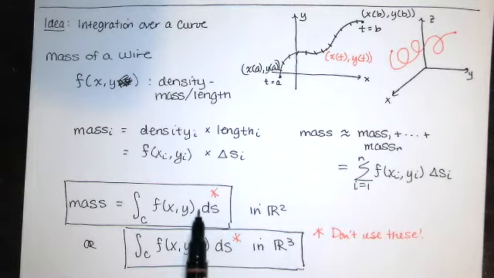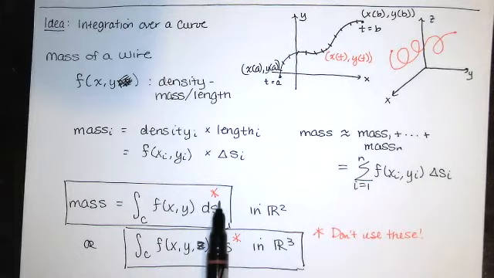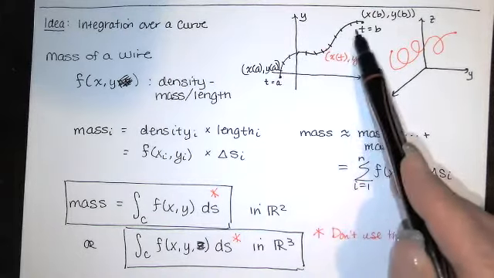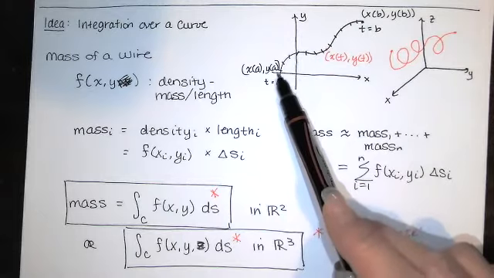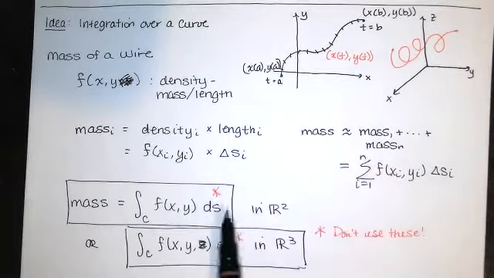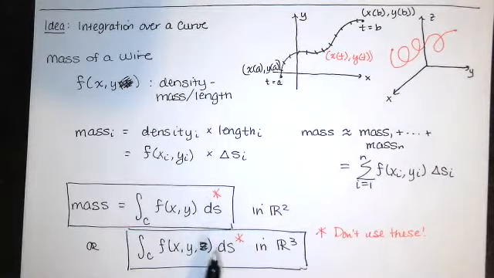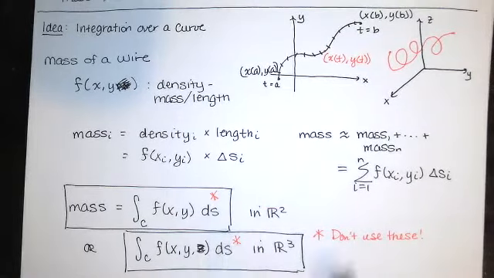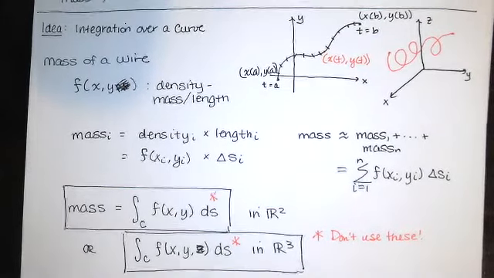And this ds, well, that's an arc length. Well, we know how to find the arc length or the length of a parametrically defined curve like this. So we can substitute that and write that in terms of t as well. So we're not going to use these, we're going to use these.